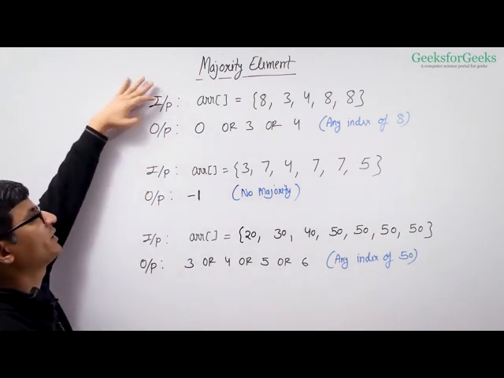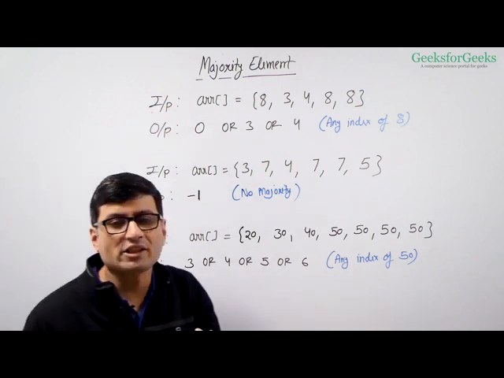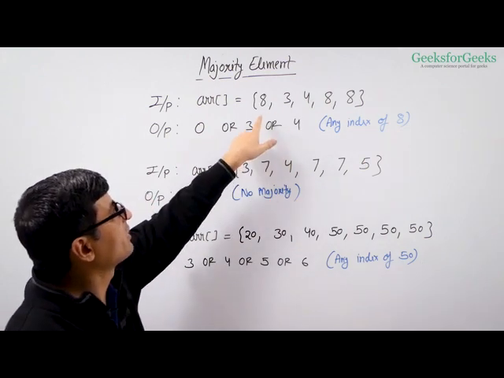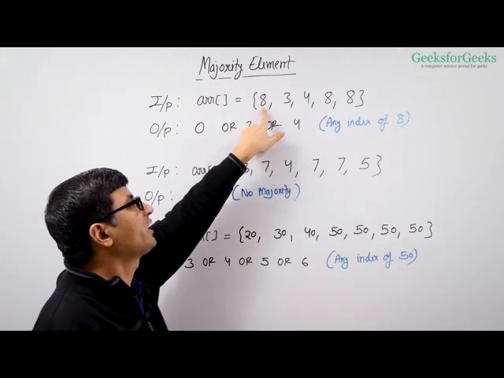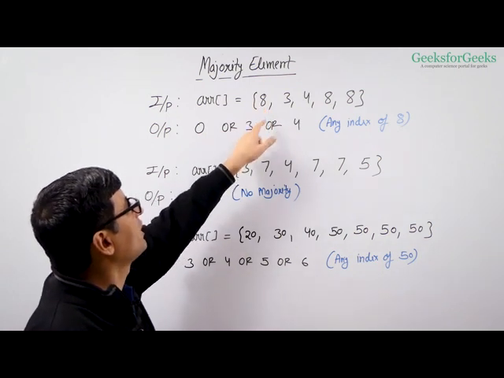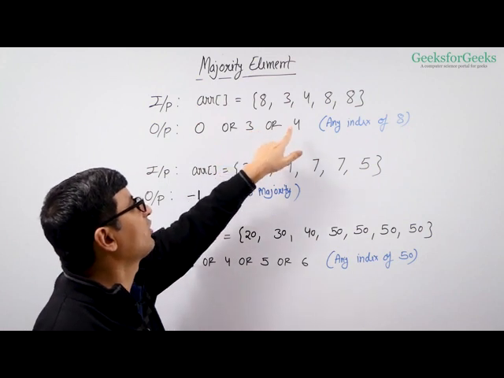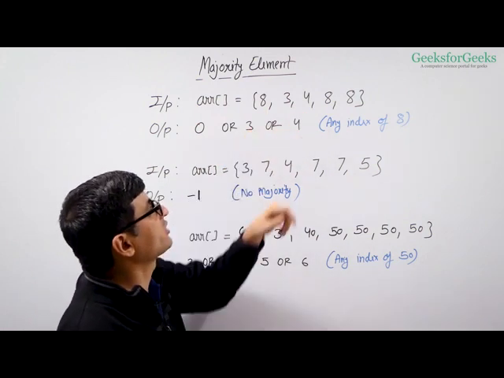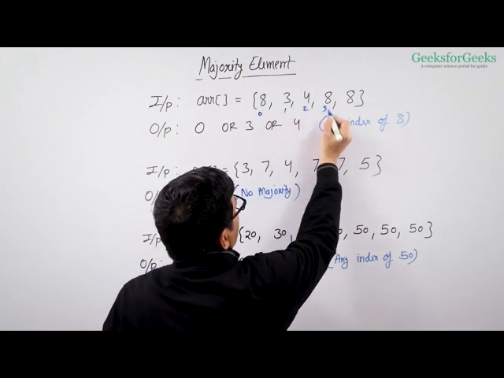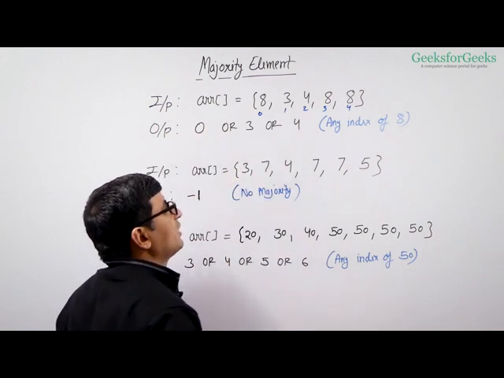In these examples, we have an input array and our output is any of the indexes of the majority element. Right? So the majority element in this example is 8. Right? Because 8 appears more than n by 2 times. So our output can be either index 0 or index 3 or index 4. Any of the indexes of this 8, right? 8 appears at index 0, it appears at index 3, then appears at index 4, right? So we can print either 0 or 3 or 4, right?